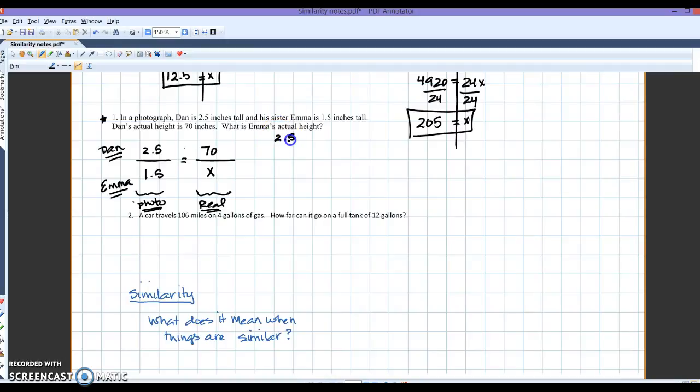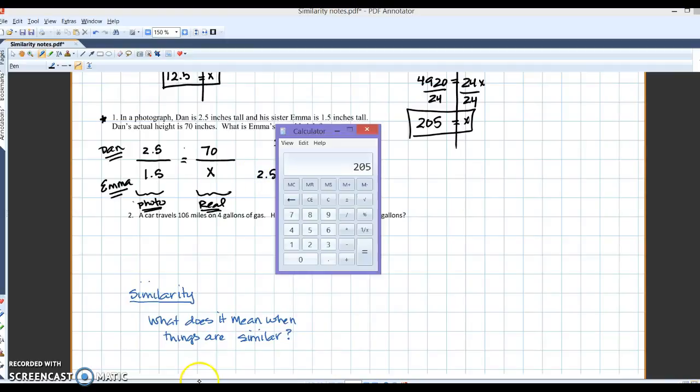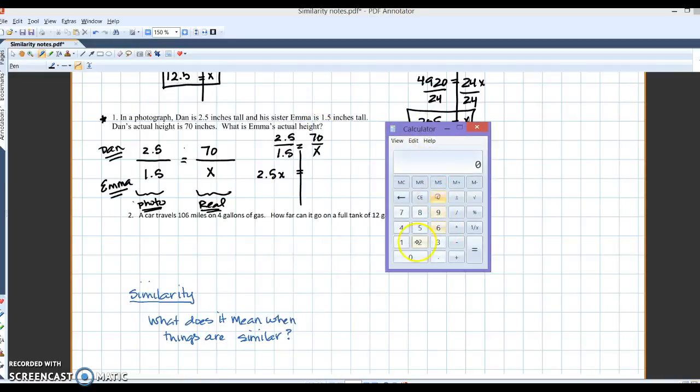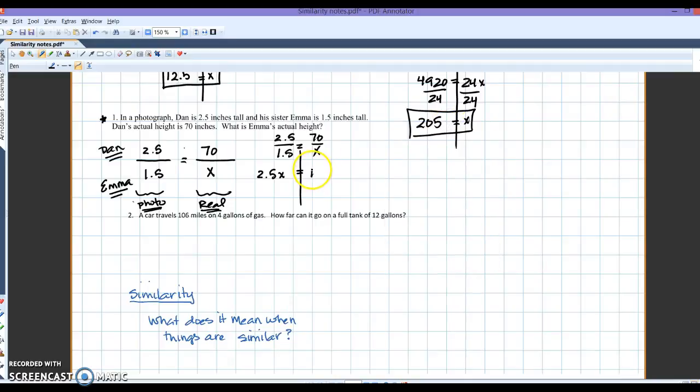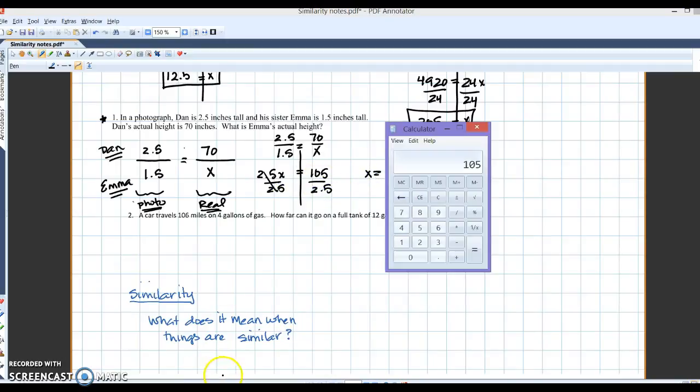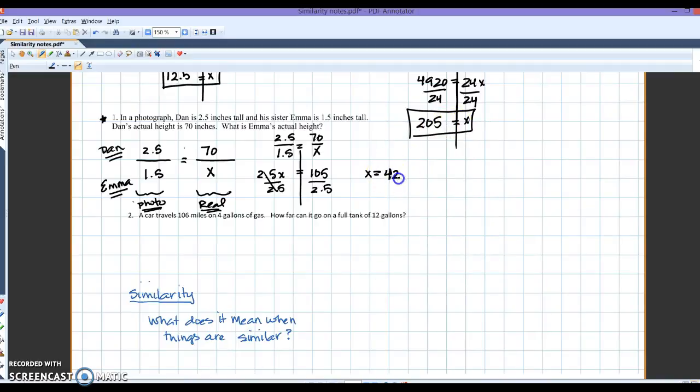So I've got 2.5. I'm going to just rewrite my proportion over here. Draw my line down my equal sign. Cross multiply. Grab my calculator here. So that would be 1.5 times 70, which is 105. Divide both sides by 2.5. Divided by 2.5, that's 42. And there you have it.